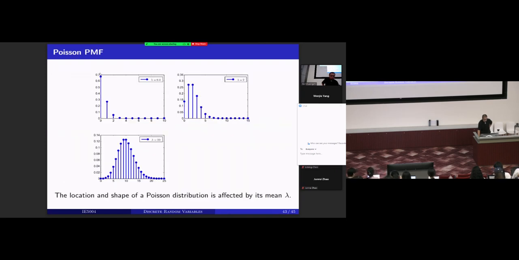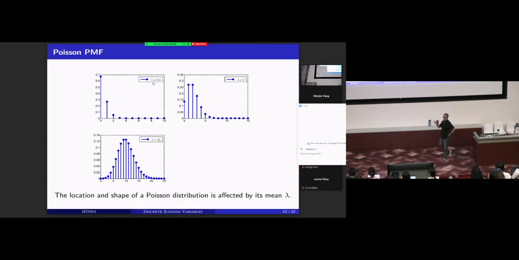Right? And then this is for lambda equals 0.4. This is for lambda equal to 2. This is lambda equal to 10. So you can see that, as I said, this lambda is just the expected value, or in some sense, it's the center of the distribution.